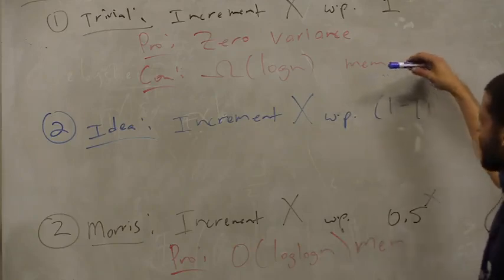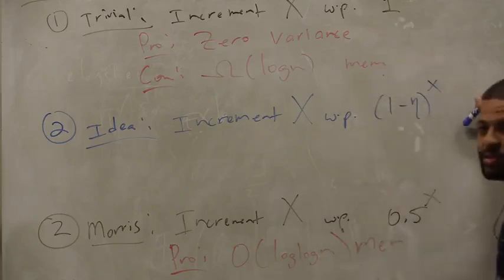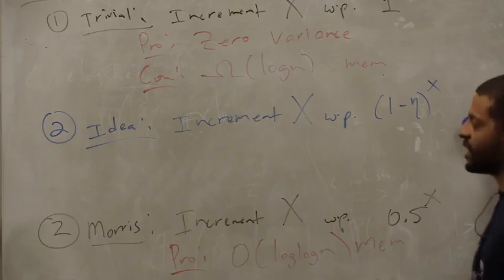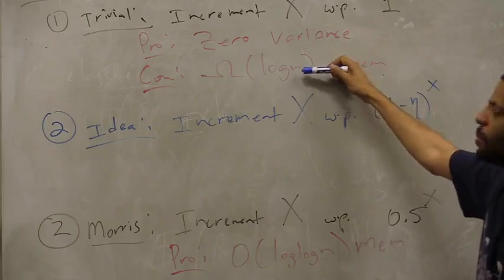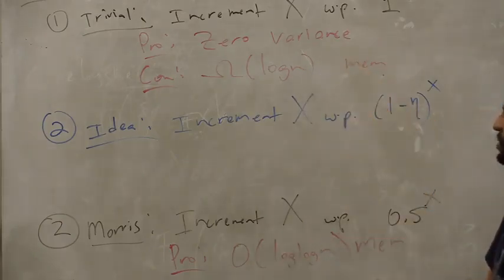At the same time, the memory I expect to be somewhere in between. I'm not always incrementing, so the number I'm storing is going to be smaller. So my memory should be better than this. But I am incrementing more than this algorithm, so the memory should be in between.